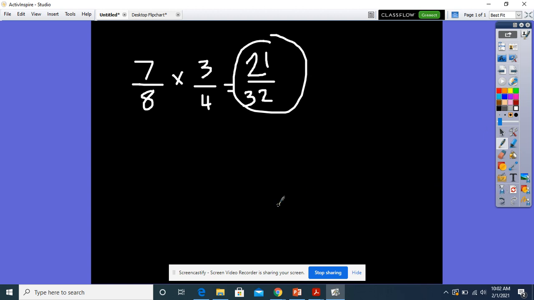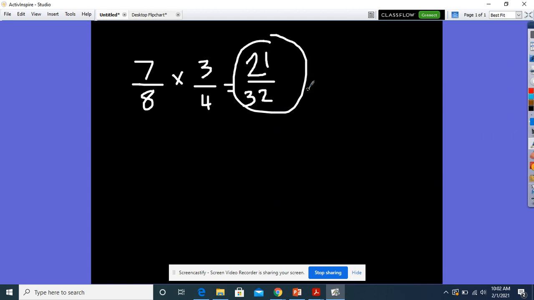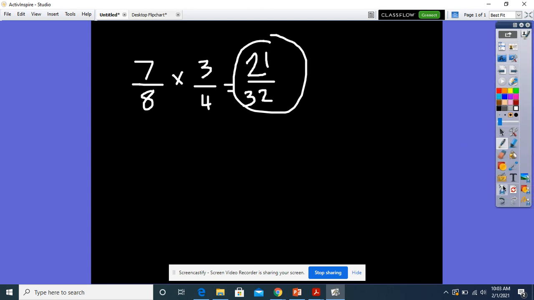So that's all you're going to be doing for your mid-chapter checkpoint is multiplying fractions times fractions and multiplying fractions times whole numbers. All right, y'all, let me know if you have any questions before you take the test.